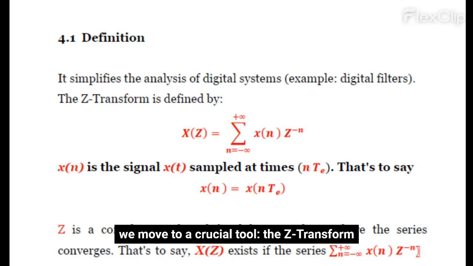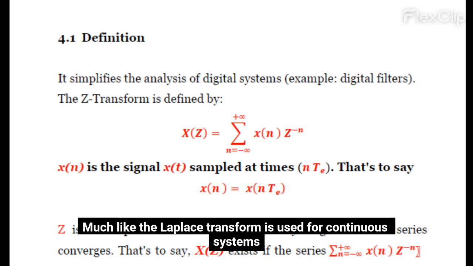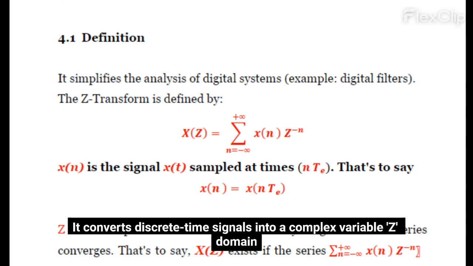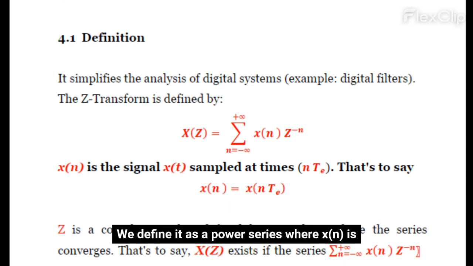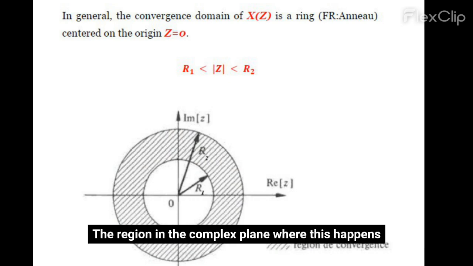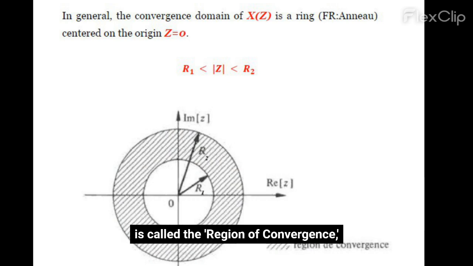Now, we move to a crucial tool, the Z-transform. Much like the Laplace transform is used for continuous systems, the Z-transform simplifies the analysis of digital filters. It converts discrete time signals into a complex variable Z-domain. We define it as a power series where x[n] is weighted by z to the power of negative n. A Z-transform only exists if the infinite series converges. The region in the complex plane where this happens is called the region of convergence, or ROC.